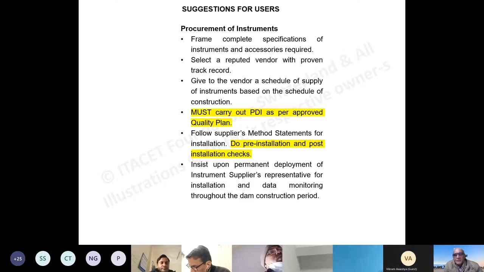No. The instrument vendor will supply, he will take his payment, he will do installation and he'll take his payment. But then if the data doesn't come from the instrument, it will have no purpose to you. So data from the instrument must come.